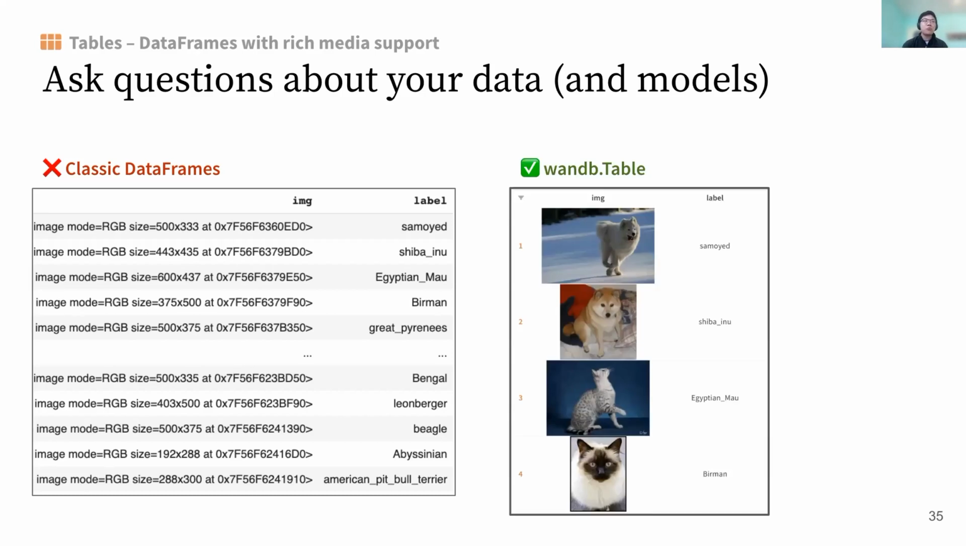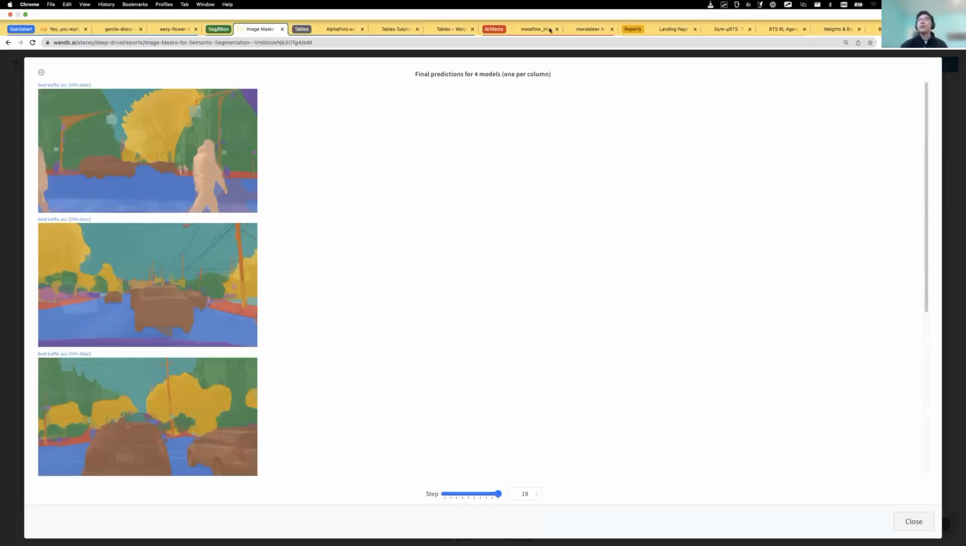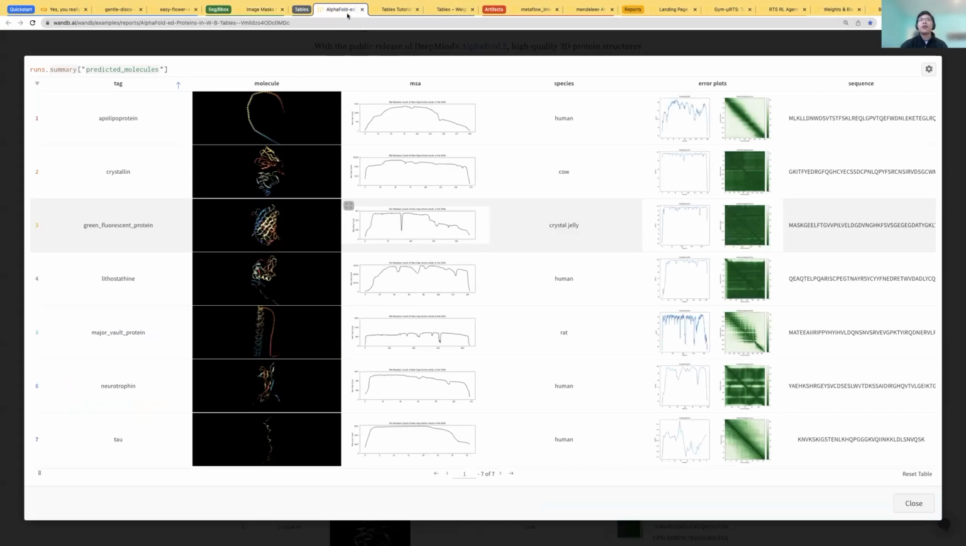But what if you could get the picture in the data frame? And what if that table then supported data frame semantics, things like group by? What would that look like? Let's take a look at this. So this is super cool. Let's take a look here.